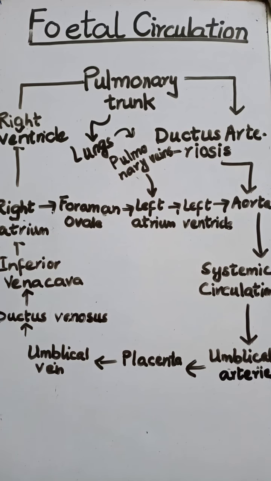From the right atrium it enters into the right ventricle, and from the right ventricle it enters into the pulmonary trunk, and from the pulmonary trunk it enters into the lungs, and from the lungs, after oxygenation, it enters into the pulmonary veins, from where it enters into the left atrium, and then into the left ventricle, and then into the aorta, and then into the systemic circulation.